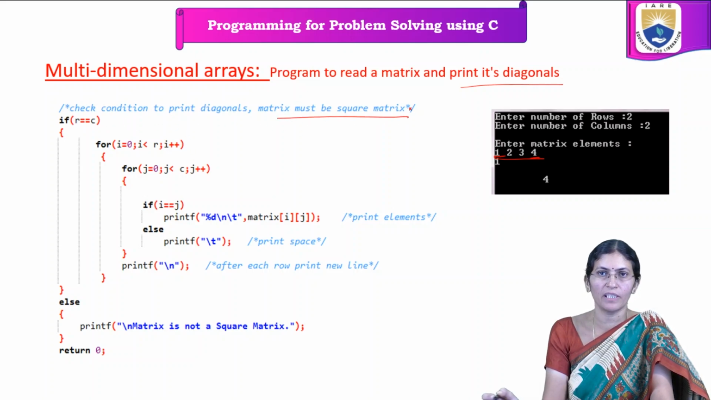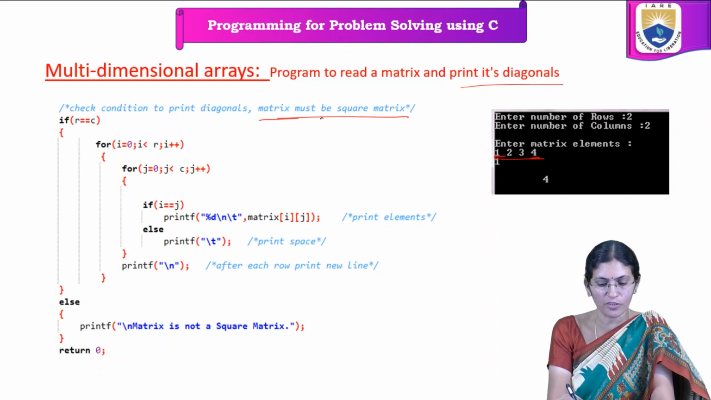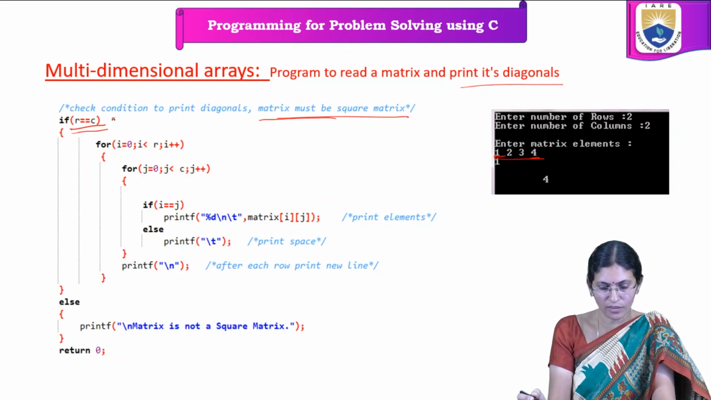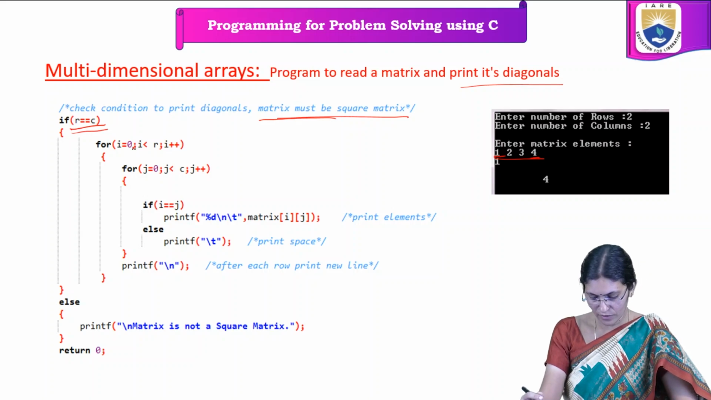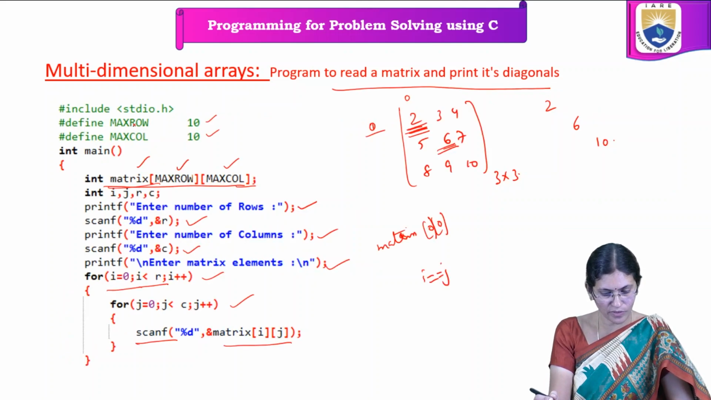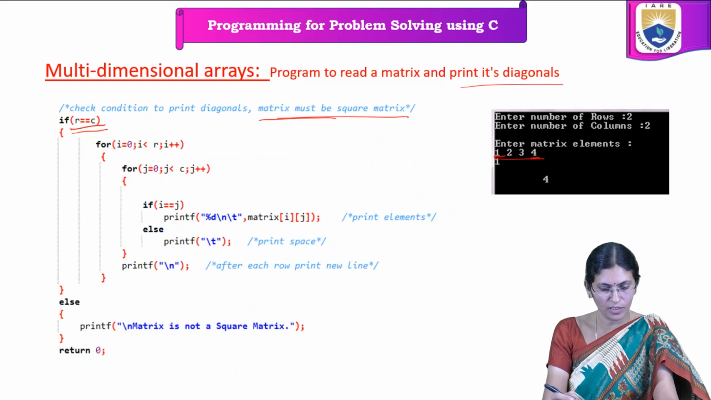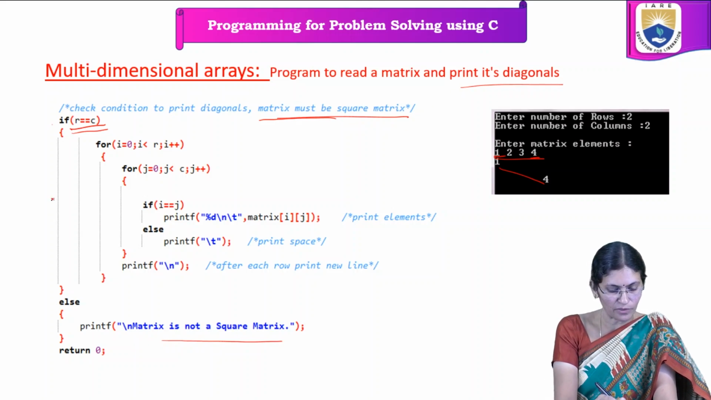To print the diagonal elements, the matrix must be a square matrix. For that, we are checking the condition on rows and columns: if R is equal to C, where R refers to the rows and C is a variable which refers to the columns. If R is equal to C, then we have to print the diagonal elements. Otherwise, the matrix is not a square matrix and it is not possible to print the diagonals. So we are writing an if-else.